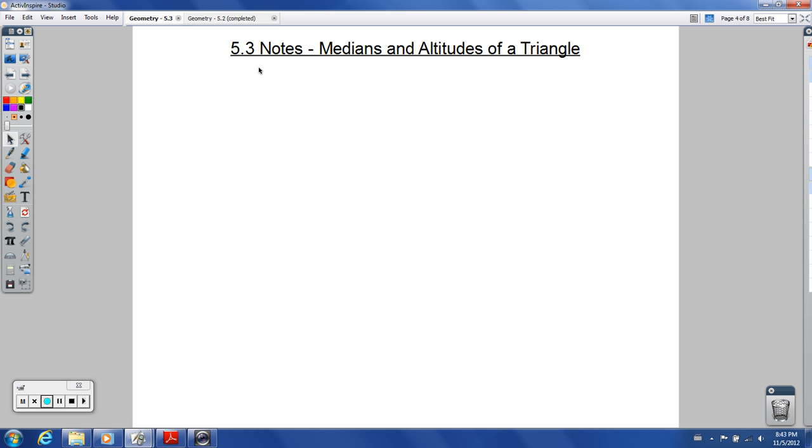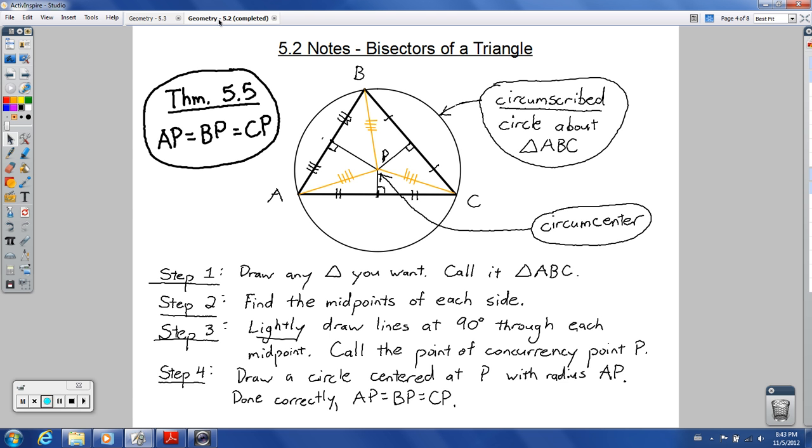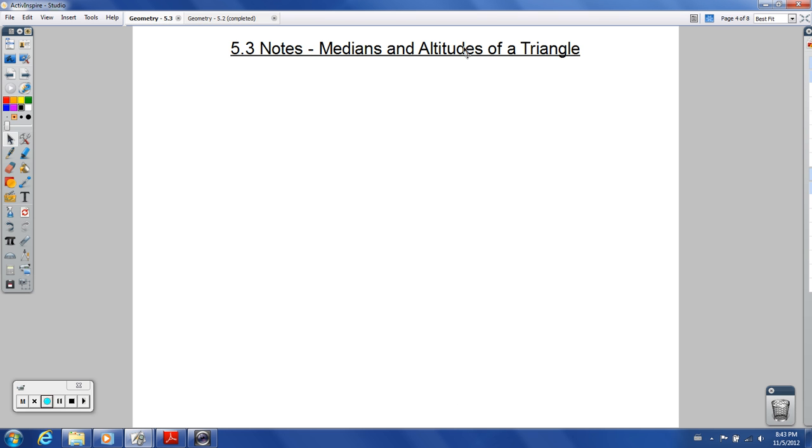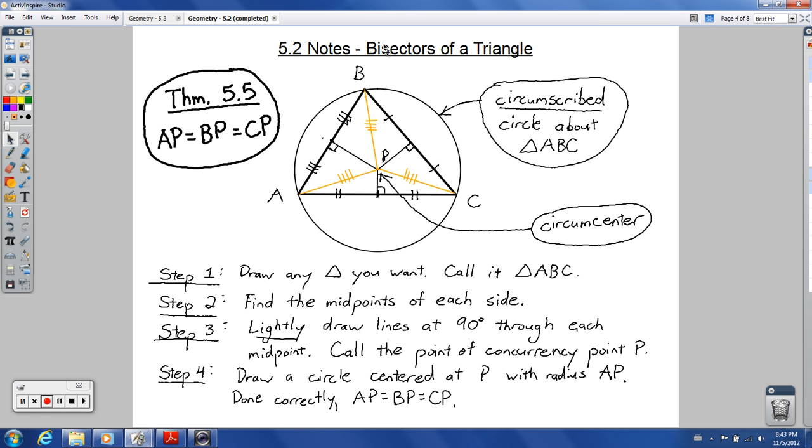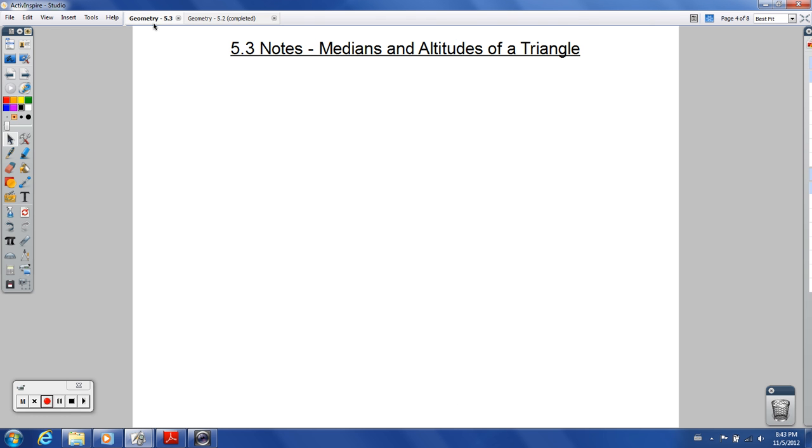So with this lesson, we're going to talk about medians and altitudes of a triangle. I'm going to be referring back to our previous lesson a little bit here and there. We talked about bisectors. Instead of medians and altitudes, we talked about perpendicular bisectors, and we talked about angle bisectors. These are the four major types of centers of a triangle.